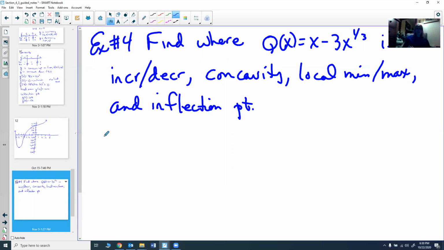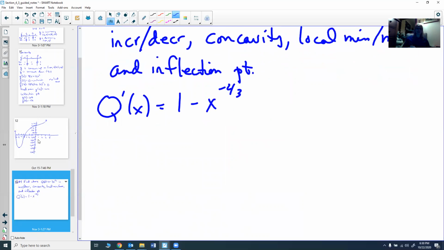So again, we're going to start off by knowing the derivatives. So let's take the derivative. The derivative of this would be 1 minus x to the negative 2/3. We're going to go ahead and set that equal to 0. Just for the fun of it, let's find the second derivative. Our second derivative would be 2/3 x to the negative 2/3 minus 1, which is negative 5/3. And the derivative of 1, of course, was 0.